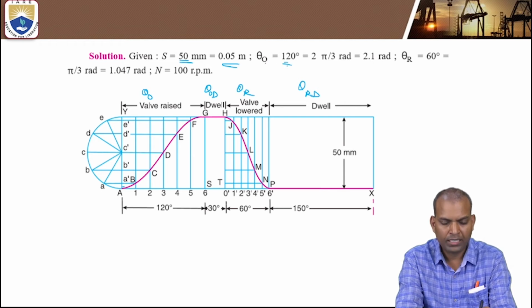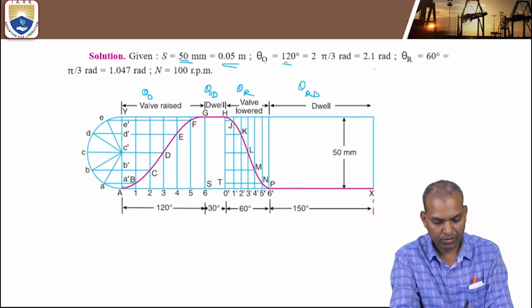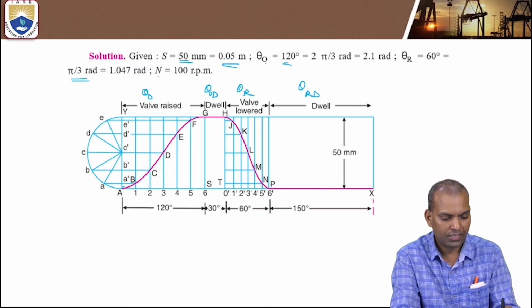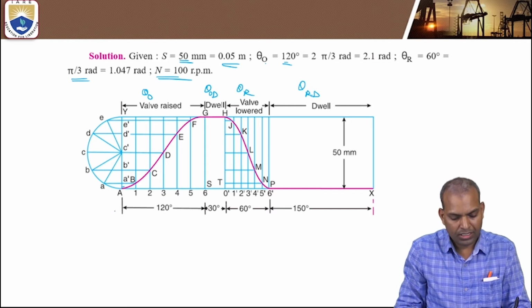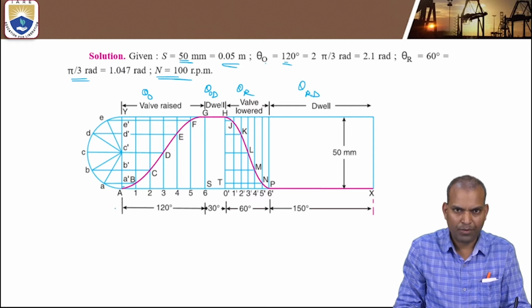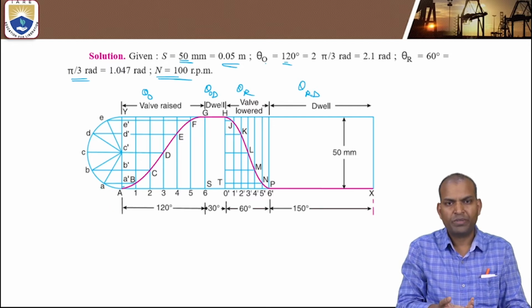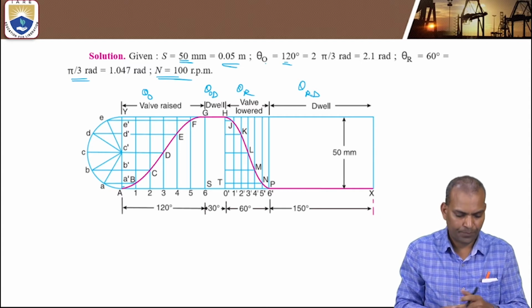Outstroke is 120 degrees, converted into radians, that is 2 times pi by 3, which is 2.1 radians. Next, theta return is 60 degrees, that is pi by 3 radians, and N equals 100 rpm. This is the rotation of the cam. After drawing this displacement diagram, we have to draw the cam profile. This displacement diagram shows the displacement of the follower for a particular angle of rotation of the cam.